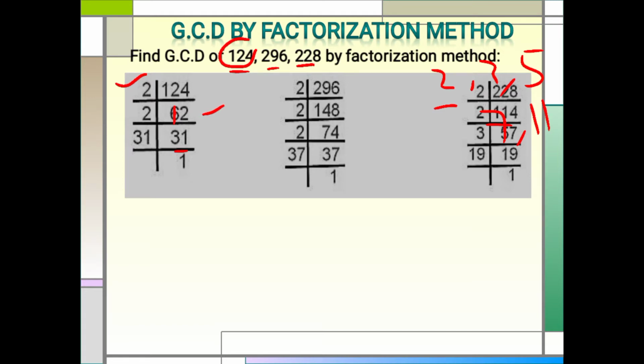Now next number you have is 31. So what you will do for 31? Obviously, as you know that 31 is a prime number, so it cannot be divided by any other number. So you will divide this 31 directly, like 31 into 1 is 31. Okay, now the next is you have 296. Now first you will divide it with the help of first prime factor. As you can see, your first prime factor is 2.